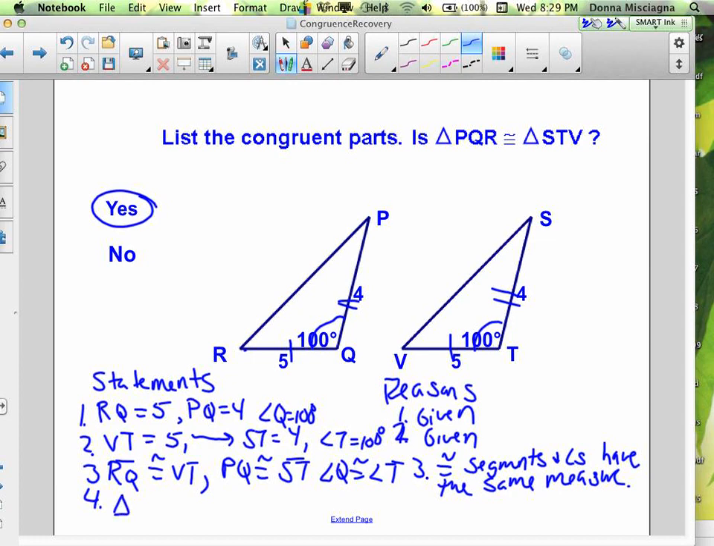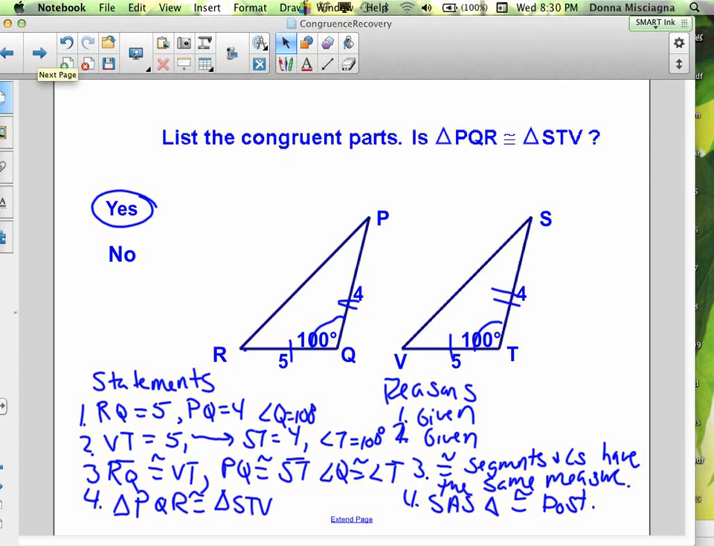Triangle PQR is congruent to triangle STV using the side, angle, side triangle congruence postulate. And so we were able to figure that one out.